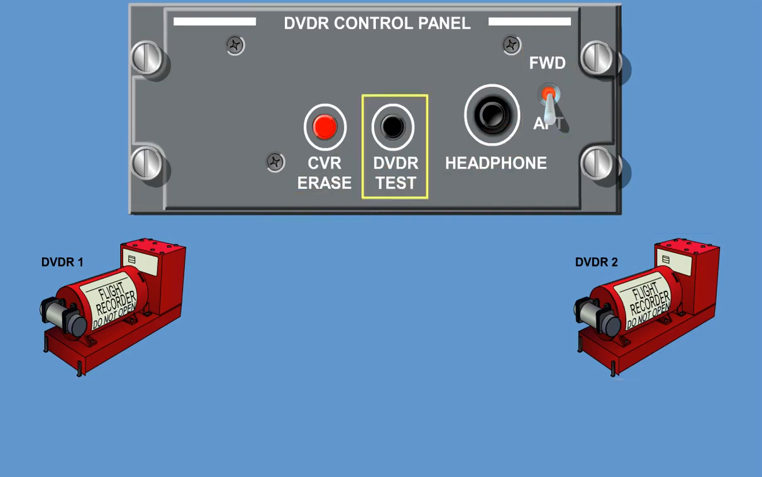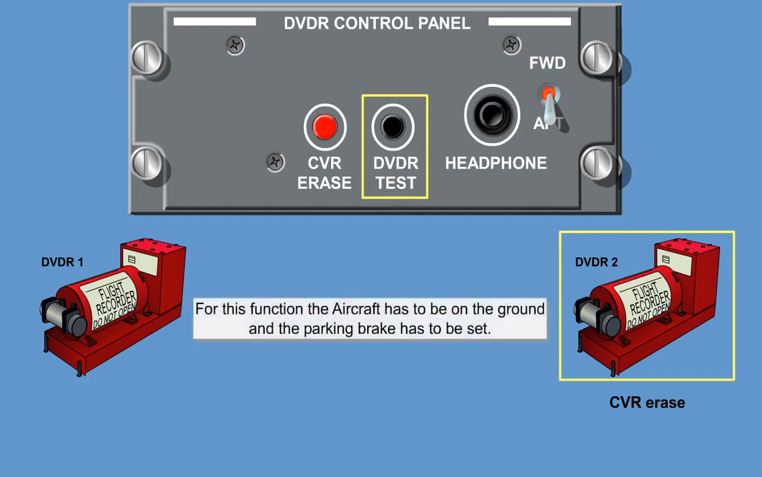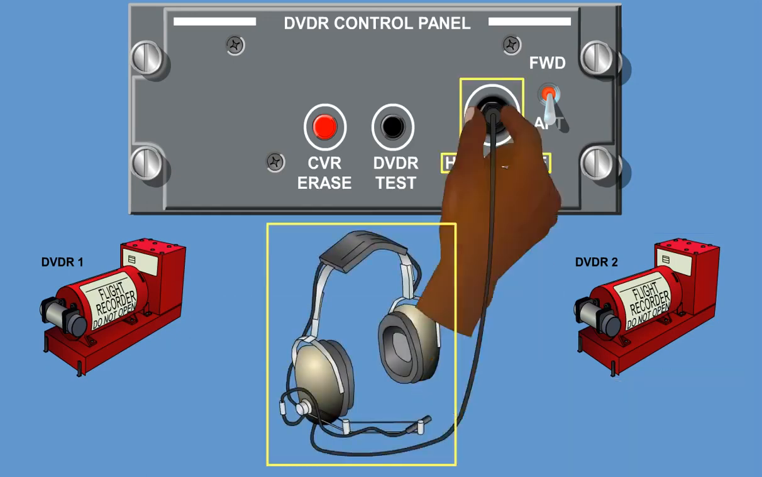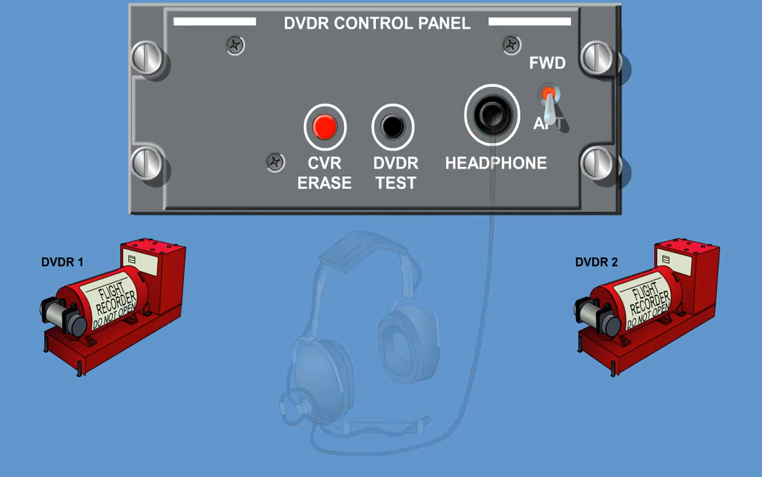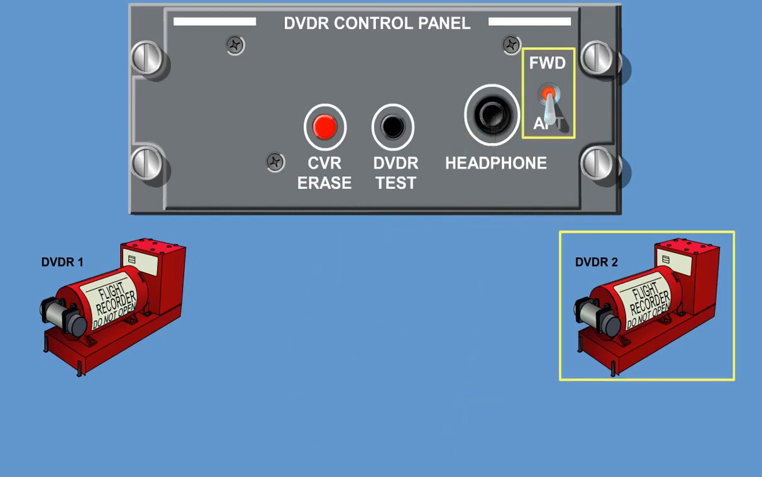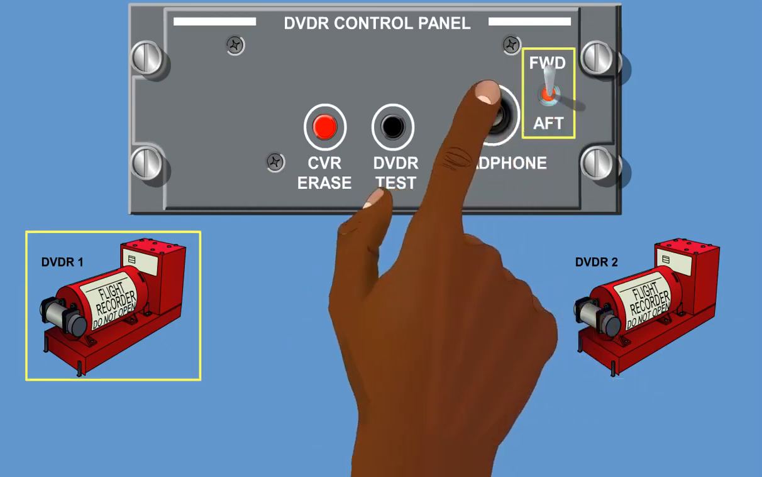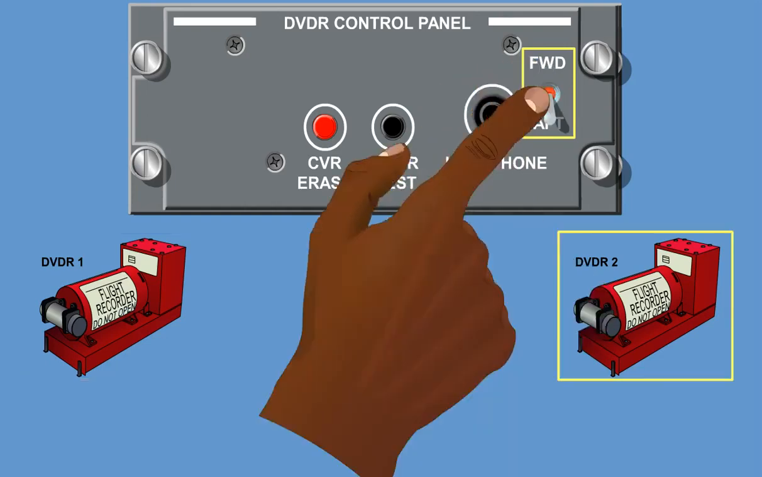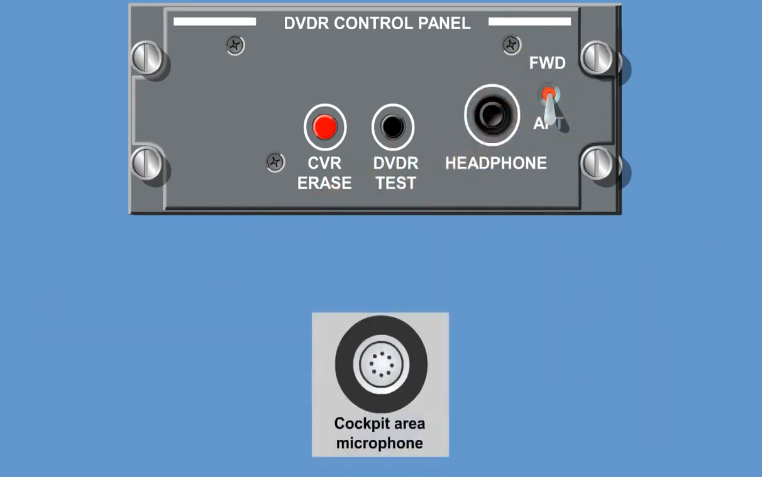The status light illuminates for a successful self-test of the flight data recorder and cockpit voice recorder. For this function, the aircraft has to be on the ground and the parking brake has to be set. A headphone jack is available for audio monitoring. The position of the forward-aft switch also determines the CVR audio monitor source, forward or aft DVD-R. The cockpit area microphone, CAM, picks up area audio and delivers it to the preamplifier of the DVD-R control panel.